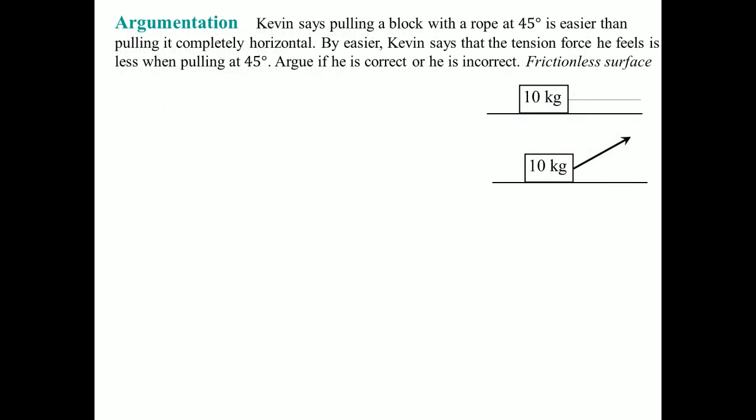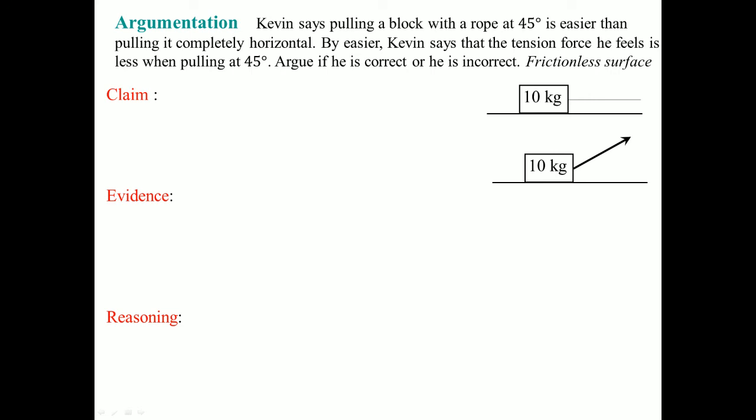Now let's do an argumentation question. Kevin says pulling on a block with a rope at a 45 degree angle is easier than pulling it completely horizontal. By easier, Kevin says that the tension force he feels is less than when he pulls horizontally. Argue if he's correct or incorrect. And again, this is on a frictionless surface. So there are 3 parts: claim, evidence, and reason.